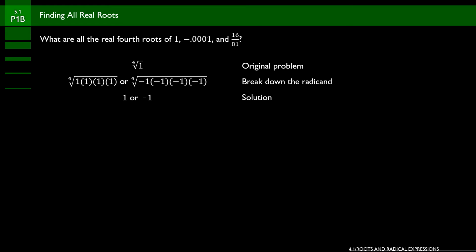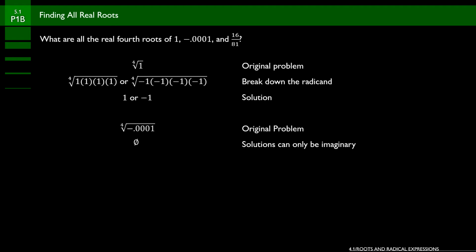Now for the fourth root of negative 0.0001, we have an even numbered index. Anytime that we have an even numbered index, that tells us that the radicand cannot be negative. So as soon as you see that you've got an even numbered index and a negative radicand, automatically know that that is going to be no solutions or no real solutions. Your only answers could be imaginary.